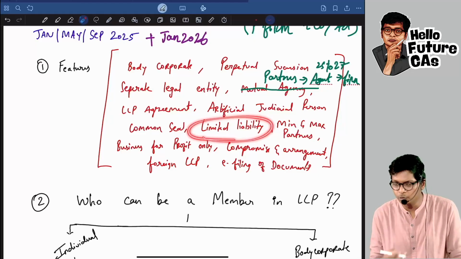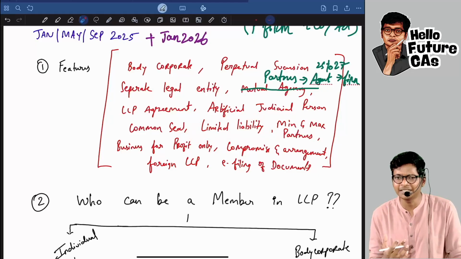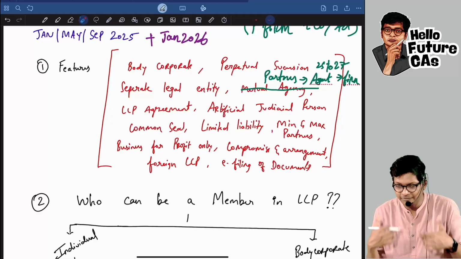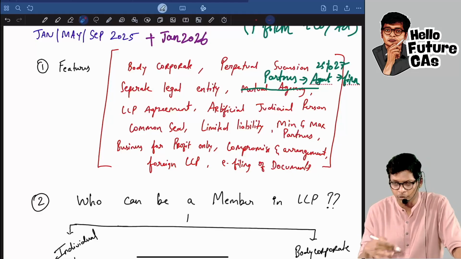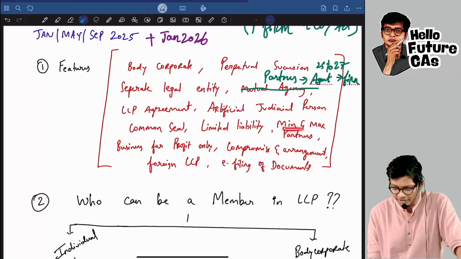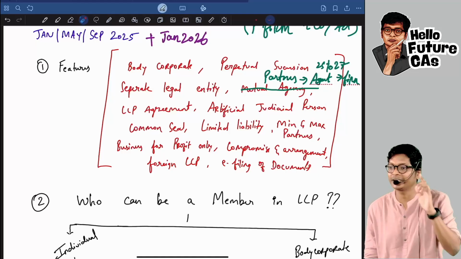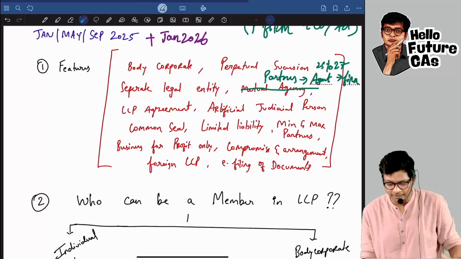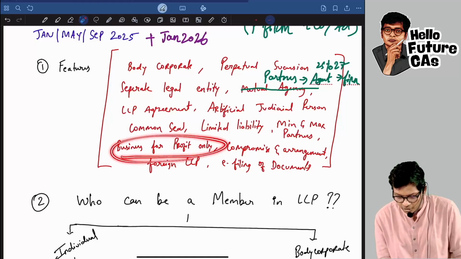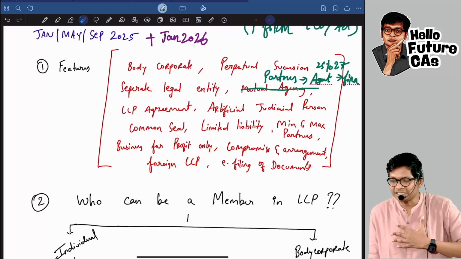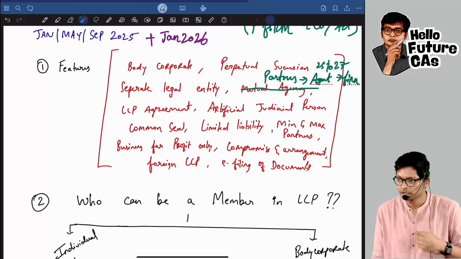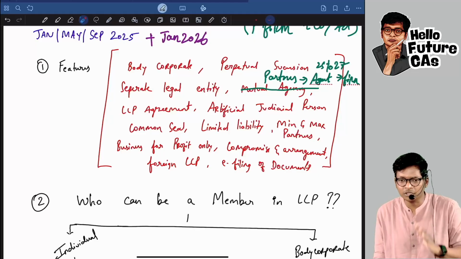Limited liability. You know better than me. Liability is limited. These are features, guys. As I keep going, it will keep getting more interesting. I just want you to be aware of these basic points. Minimum, maximum partners. Can you guess what is the minimum number of partners for LLP? 2. Maximum, unlimited. Just like a public company. So I told you it's a mix of both. Next, business for profit only. If you are doing it for charity, go to a Section 8 company. LLP or partnership firm, both cannot be formed for charity.